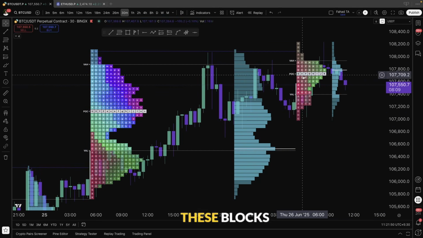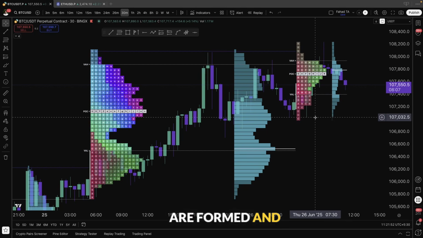So since we were talking about these blocks, now you know how these blocks are formed and what the significance of the blocks is. So coming to the significance part, because we have not yet discussed that.